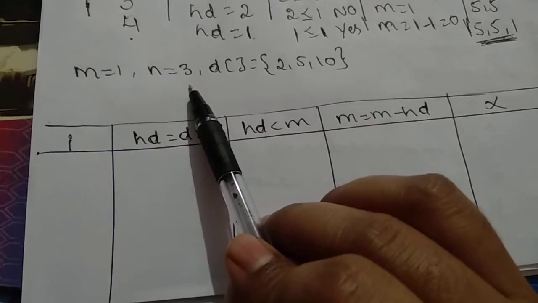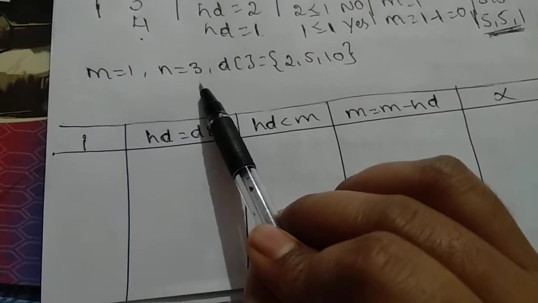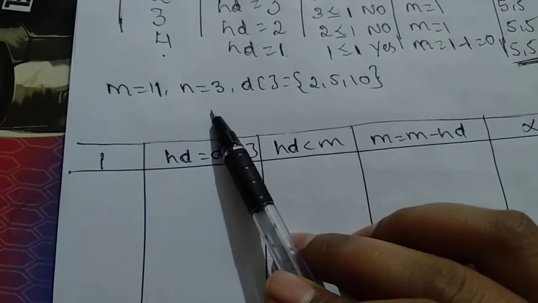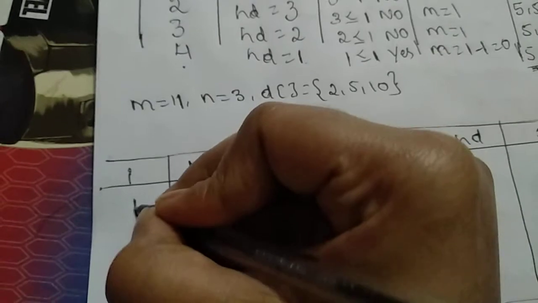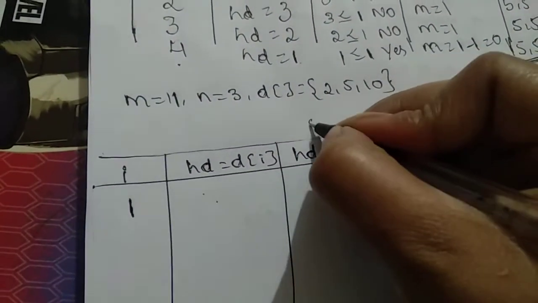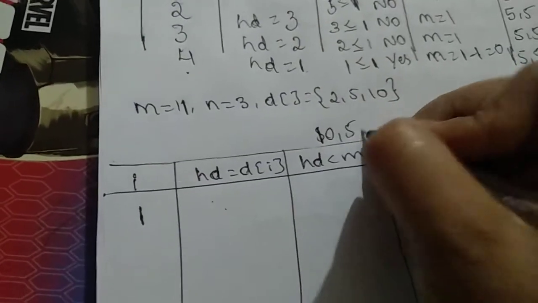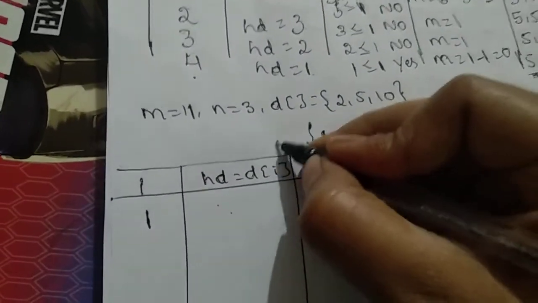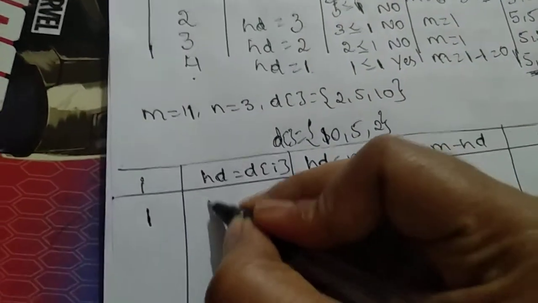Okay, next let me take one more problem. See here, m is equal to, again, 11 and n is equal to 3. Denominations are 2, 5 and then 10. Now i is equal to 1. I will take the first HD. What is HD? Here first you have to arrange 10, 5 and then 2. So HD is equal to 10.